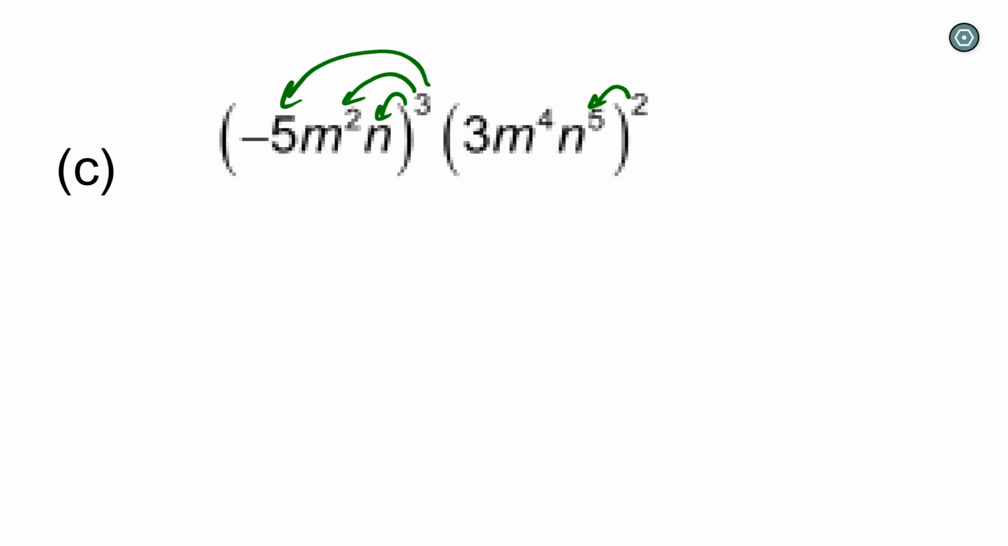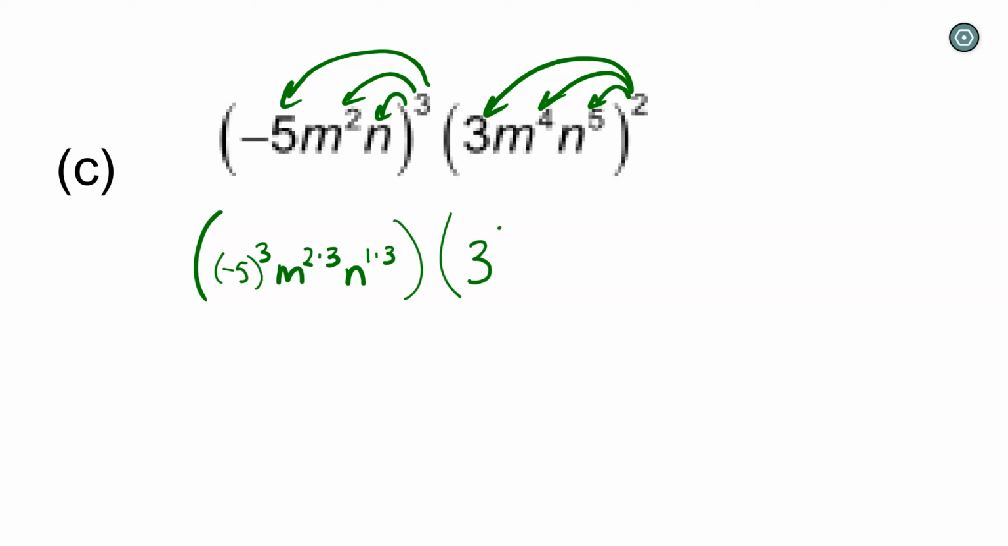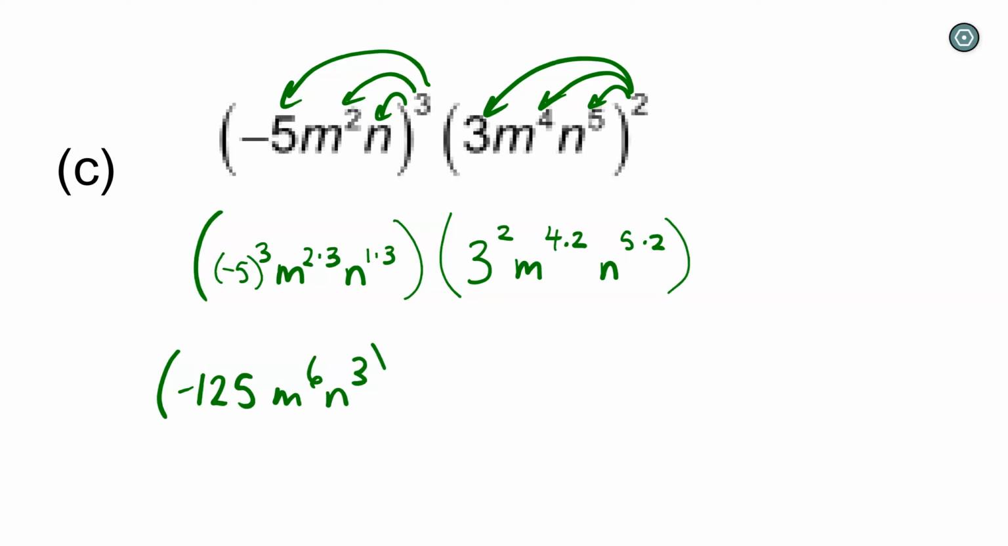So I need to distribute out the 2 to every term here, and the 3, and then I could multiply them together. So let me just rewrite it. So I have -5 to the 3rd power, m to the 2 times 3, n to the 1 times 3, to the 3 to the squared, m to the 4 times 2, n to the 5 times 2. So we know what 5 times 5 is? 25. And if you have 5 quarters, how much money do you have? $1.25. Okay. So -120. You don't need your calculator. 6. Well, you do tomorrow for the hats.